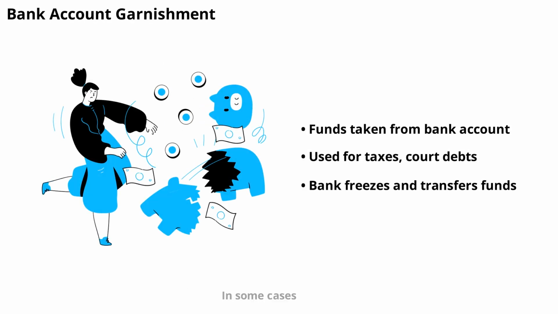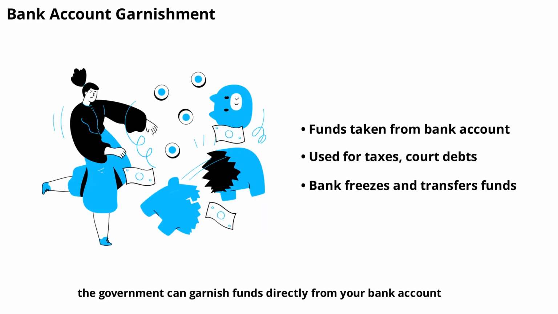In some cases, the government can garnish funds directly from your bank account. This is known as a bank levy. The agency will notify your bank, which will then freeze the necessary funds and transfer them to the government. Bank account garnishment is often used for unpaid taxes or court-ordered debts. It can be a surprise if you're not expecting it, so it's important to respond to any notices you receive about government debt to avoid this situation.